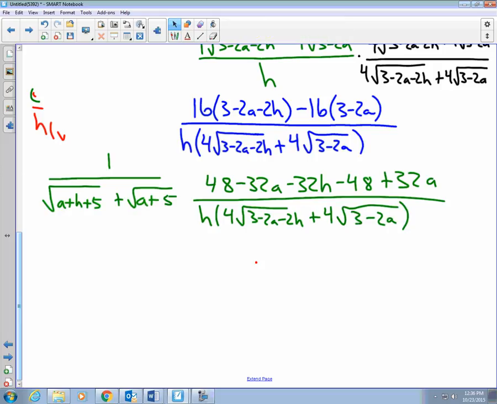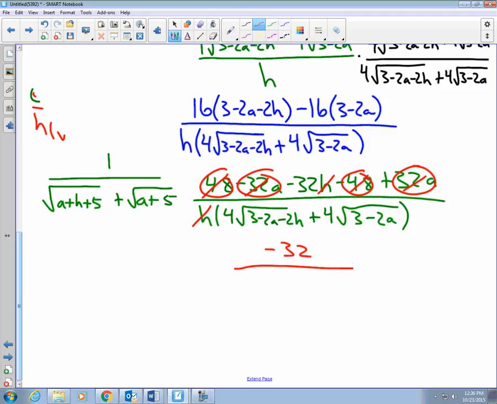What cancels? What's the only thing left in the numerator? Is that going to divide off? Yes. So I have negative 32 over... What? Let's divide this off. What is everything divisible by now? Yeah, 4. So that'll be negative 8 over the root of 3 minus 2a minus 2h plus the root of 3 minus 2a.